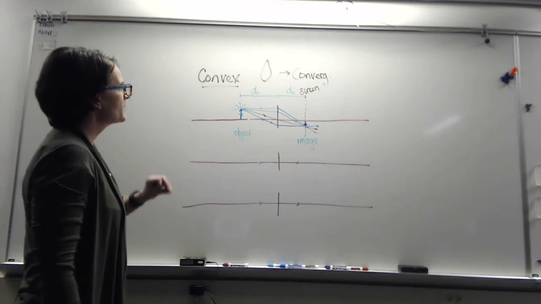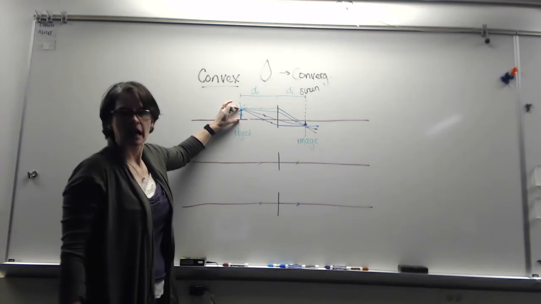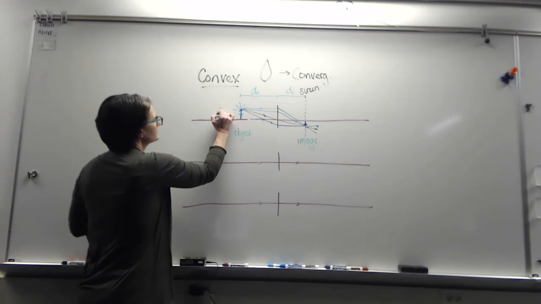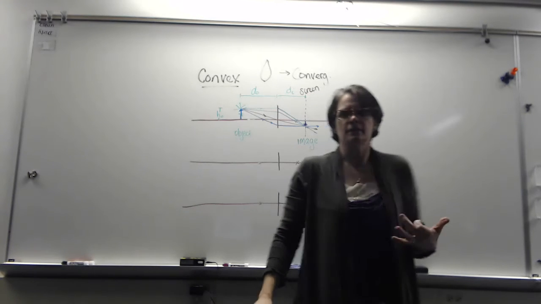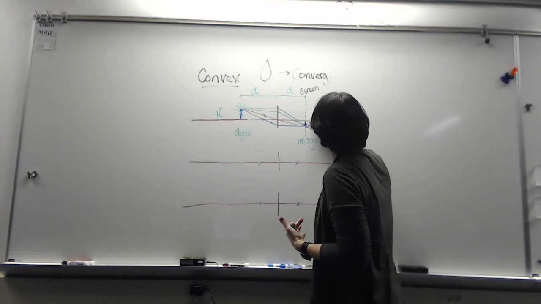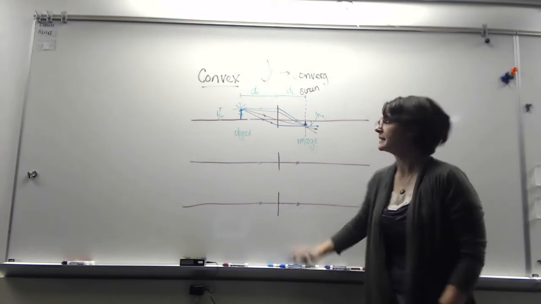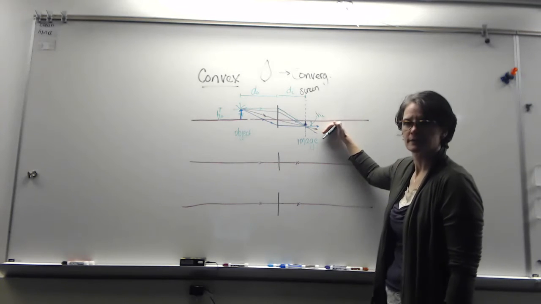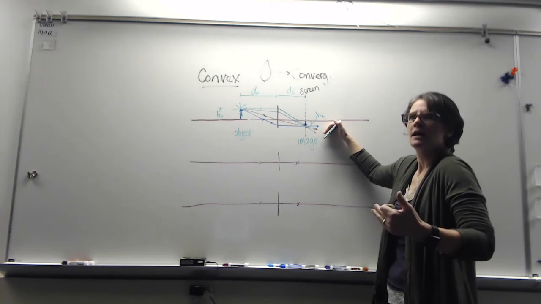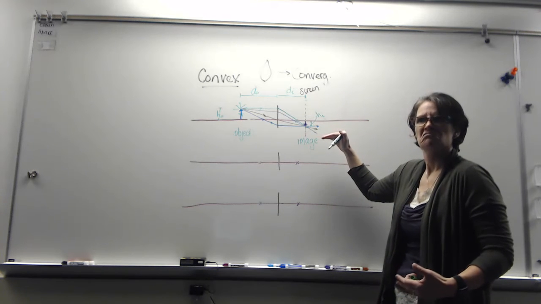Now, what do we notice about this image and this object? Well, the object is a specific height. The height of the object. The image is also a specific height. We call that the height of the image. And we notice that they aren't necessarily the same. In this example, the object height is larger than the image height. So the object height, when I take a picture of it, is going to be different than the image.